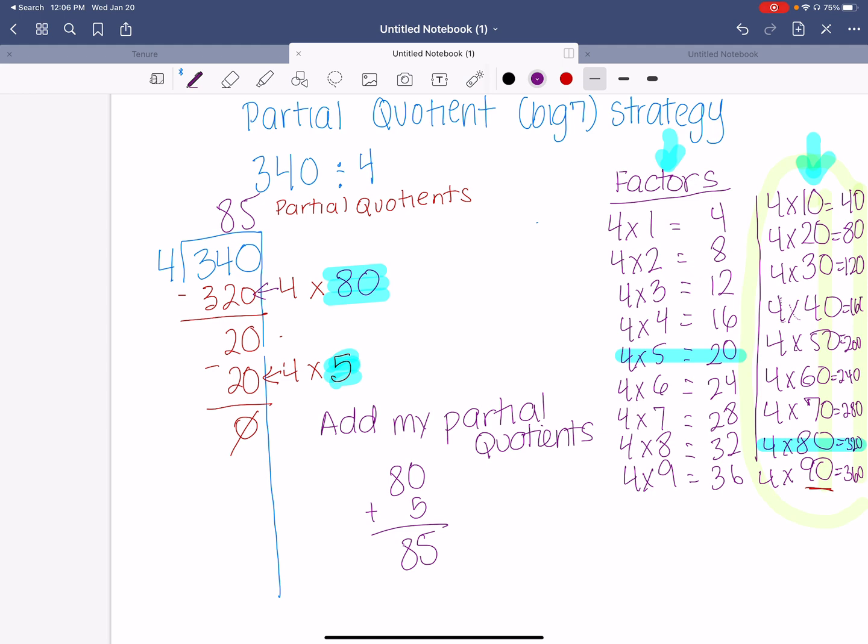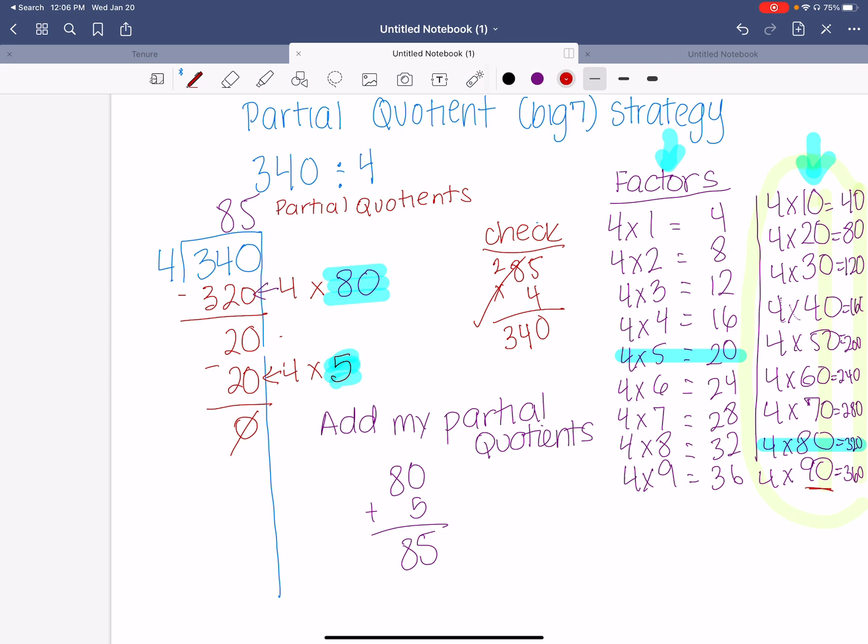And how do I check my work? How can I check my work? I'm going to do the inverse operation, which is multiplication. I'm going to do it over here in red. Check. And I'm going to do 85 times 4. 4 times 5 is 20. 4 times 8 is 32, plus 2 more is 34.